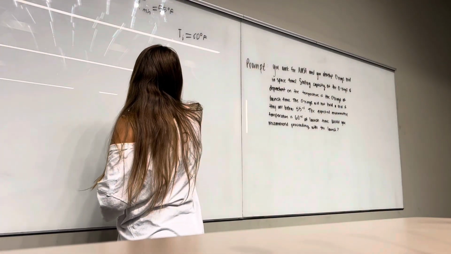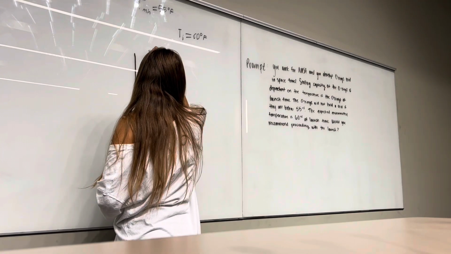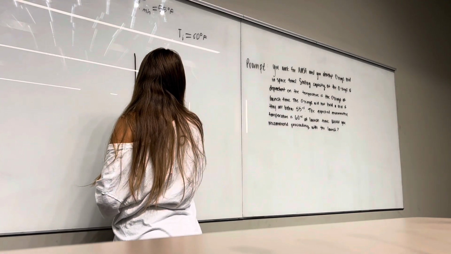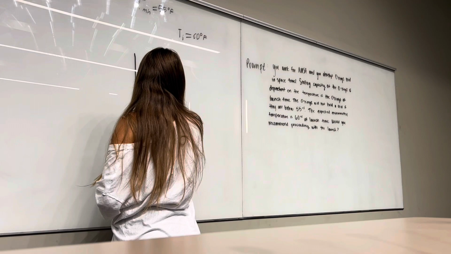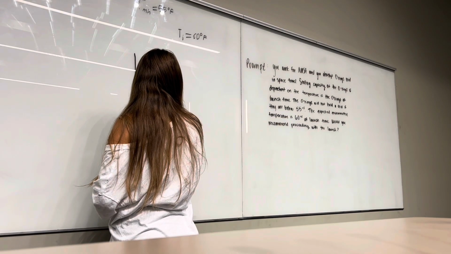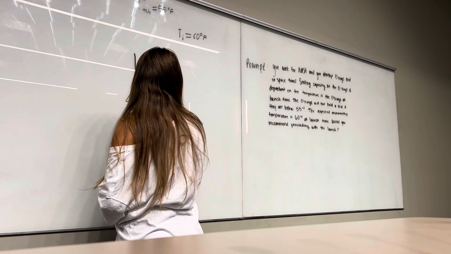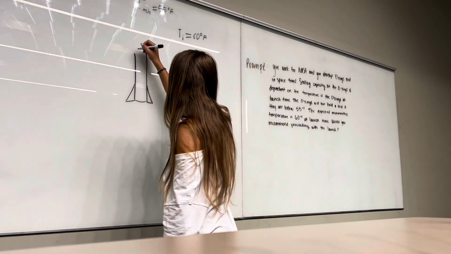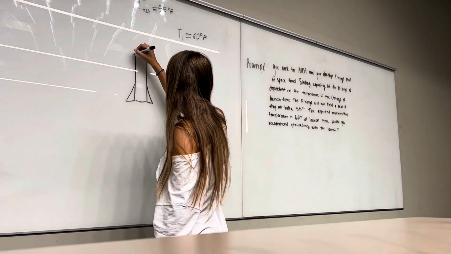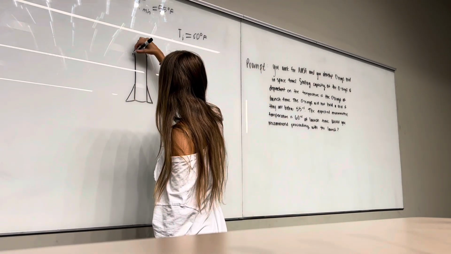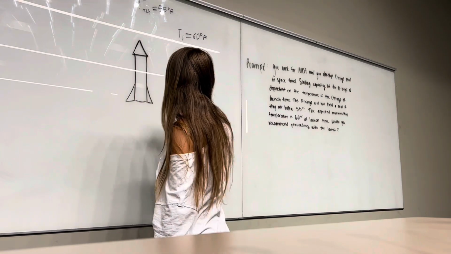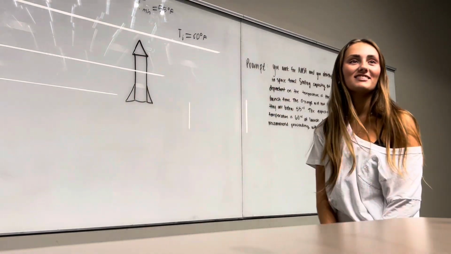How do you even draw a rocket? I don't know. Has fins in the back. It goes like this, booster. Oh, the little point at the top, like a hat? Yeah. Okay, there's our rocket. Nice.